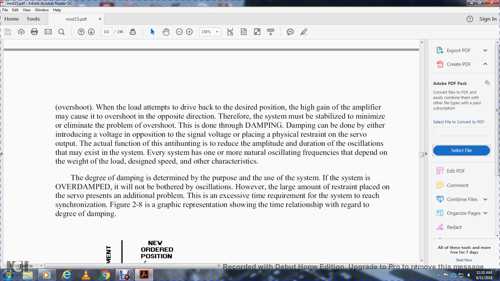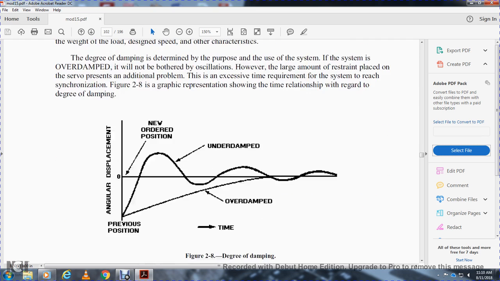When the system is overdamped, it will not be bothered with oscillation. However, the large amount of restraint placed on the servo presents an additional problem: excessive time requirements for the system to synchronize. Figure 2A is a graphic representation showing the time relationship with regard to the degree of damping.